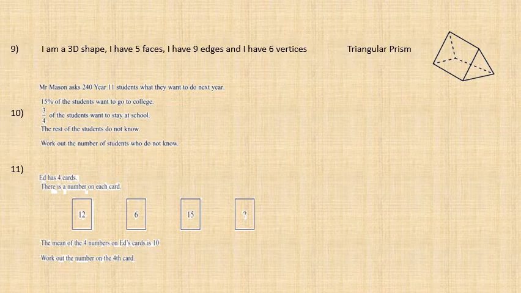I have 1, 2, 3, 4, 5, 6, 7, 8, 9 edges, and 6 vertices, so 1, 2, 3, and 3 in the back, so it's gonna be 6. So the answer is triangular prism.